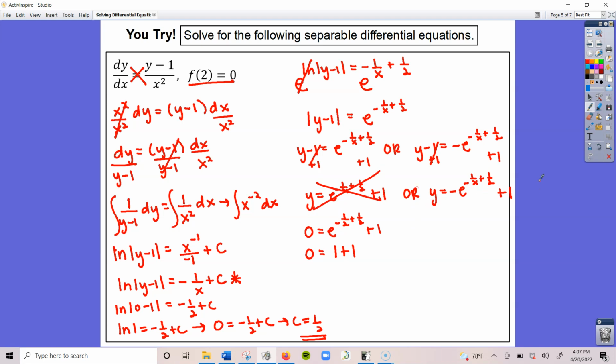But we're just going to check this one to make sure everything is good. So y is 0, so 0 equals negative e to the negative 1 over 2 plus 1 over 2, plus 1. Now we have negative. This again is going to be e to the 0, which is 1, plus 1. Negative 1 plus 1 is 0, so this checks out. So my correct particular solution would be y equals negative e raised to the negative 1 over x plus 1 over 2, plus 1.